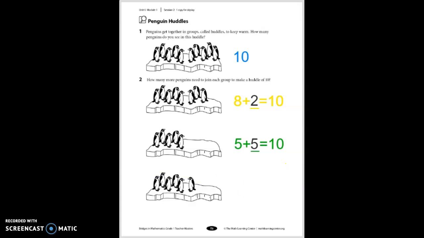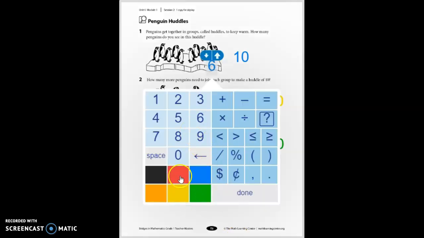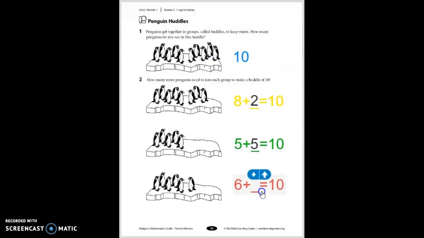Let's do one last one. How many penguins are here? Let's check. 1, 2, 3, 4, 5, 6. There are 6 penguins plus, we don't know how many more we need, so it's a question mark on our unknown box, equals, what we're trying to get is 10. So here's our equation. How many more penguins do we need to make a huddle of 10?